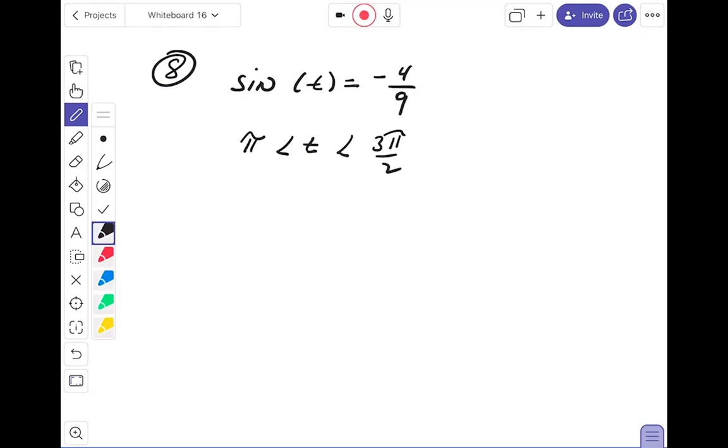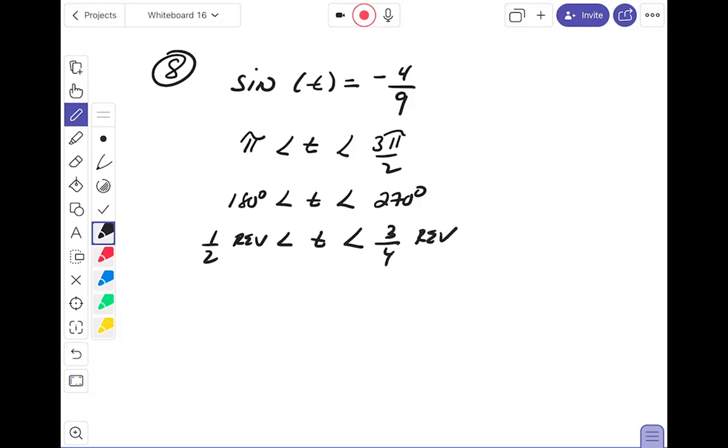Well, I'm getting a little better at this. Pi is 180 degrees and 3 pi over 2 is going to be 270 degrees. If you want to use revolutions, this is 1/2 of a revolution or rotation. And this would be what? 3/4 of a revolution or rotation. So this is why you go through all that business. We got to get familiar with how to get these things done. And that's knowing the measures.